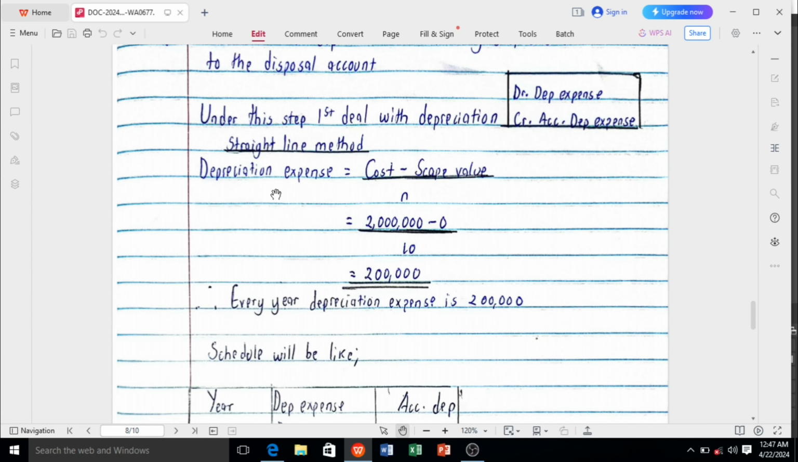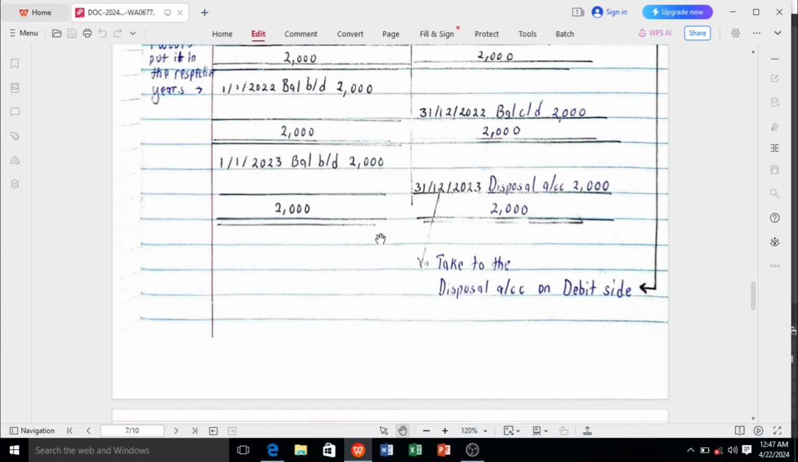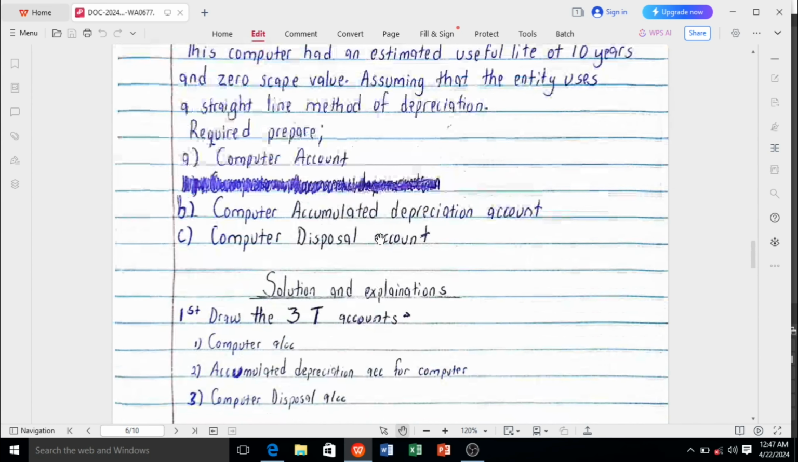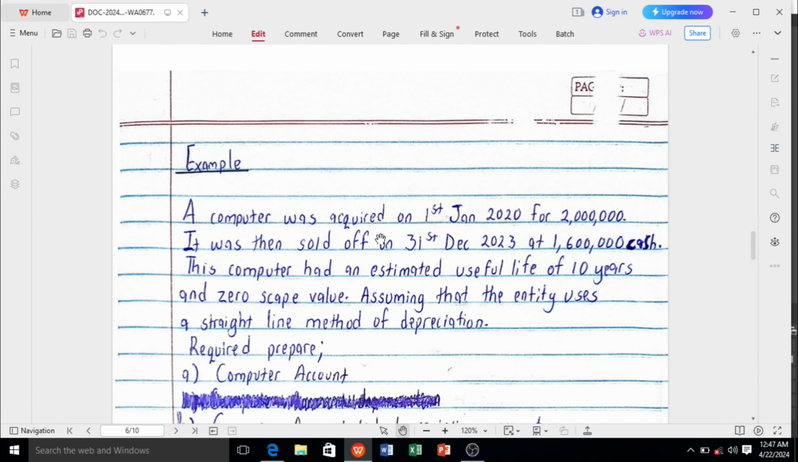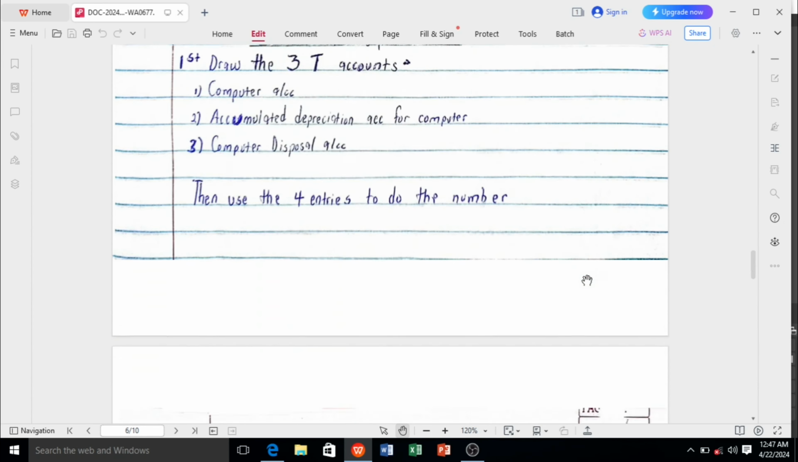this is finding straight line method. Under the straight line method, depreciation expense is going to equal cost minus scrap value over n, which is the number of years. In the question they gave us 10 as our number of years. The estimated useful life was 10 years.